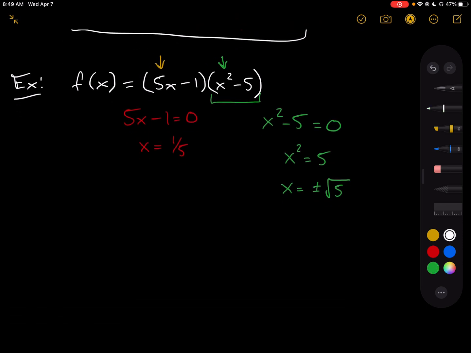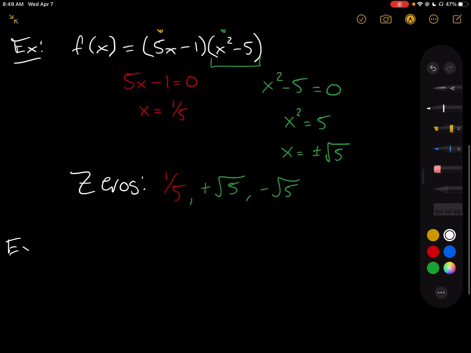So to list out the zeros, they would be 1/5, and then positive square root of 5 and negative square root of 5. Right? And those are irrational because they have a square root there.